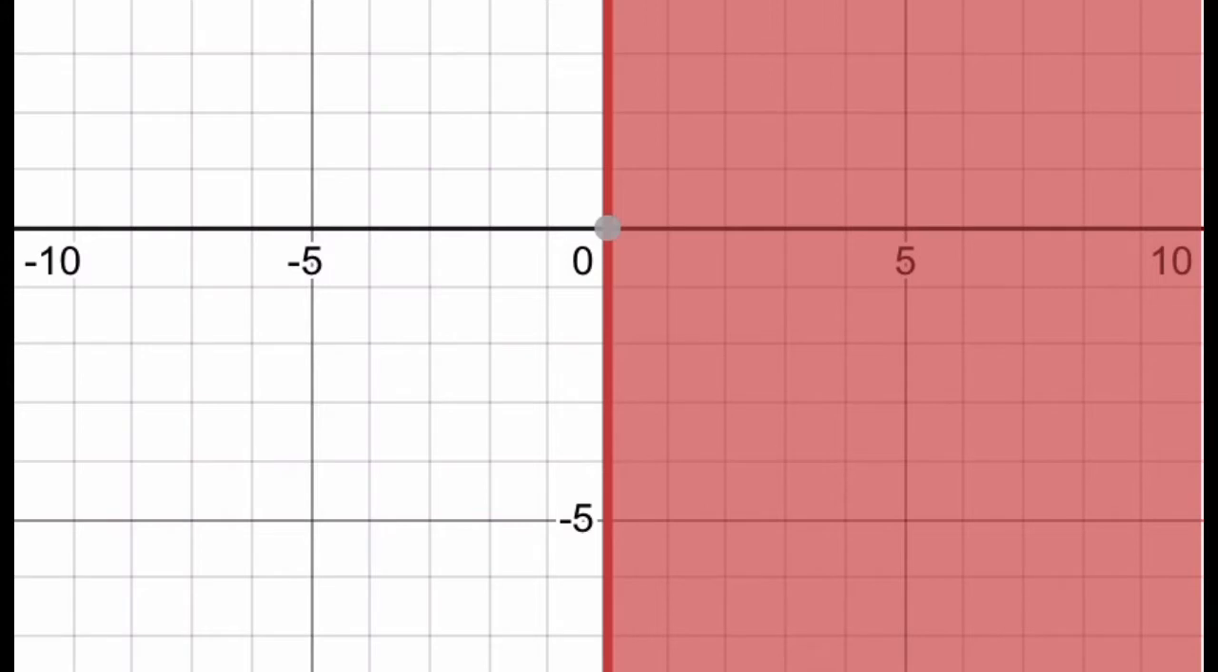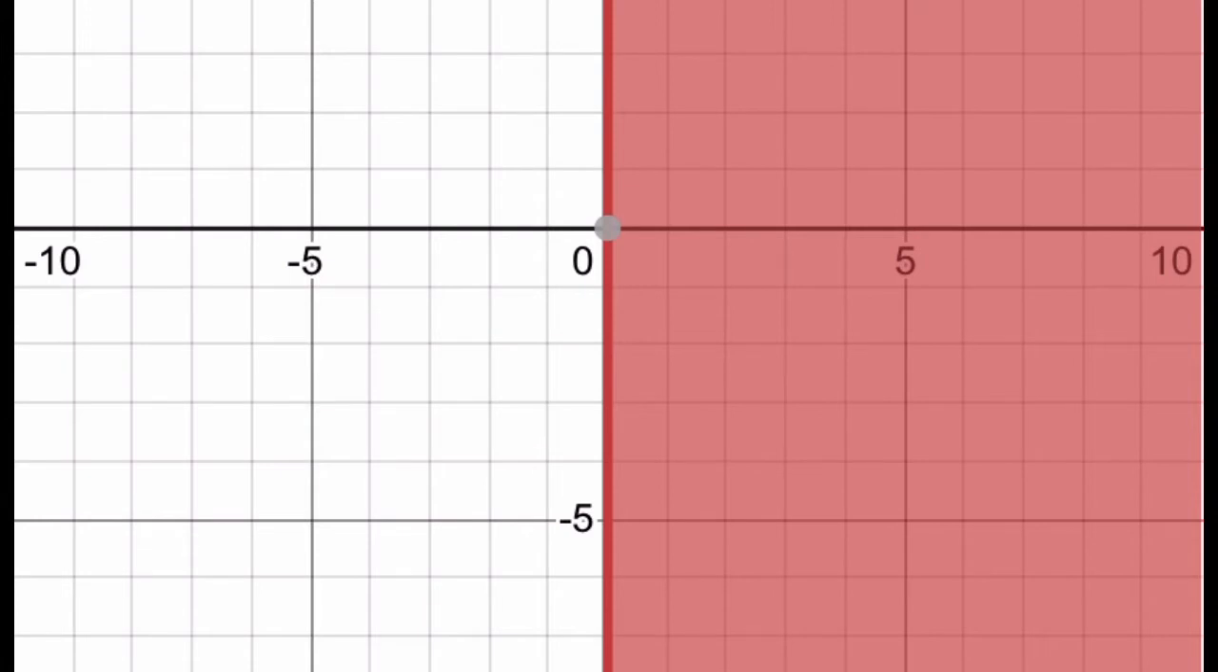So when x is greater than or equal to 0, it means it will go to the right. The number at the right is always greater. Because it's greater than or equal to, it must be a solid line whereby all the borderline on the y-axis must be accepted. Okay, it's inclusive.